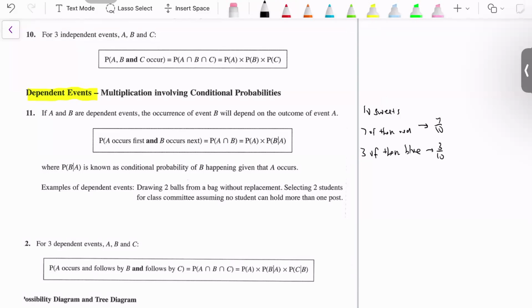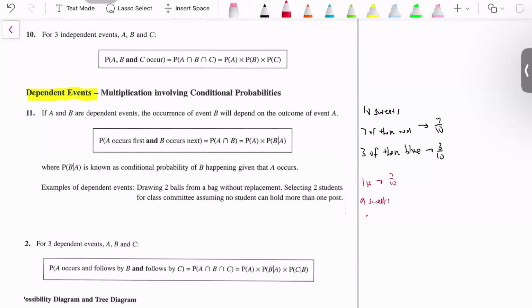Okay, so let's say we have this event where you take out 2 sweets, and every time, the first one you take out, you eat it. So for example, let's say you want to find out the probability of us getting 2 red sweets. The first time when we take the red sweet out, it will be a probability of 7 out of 10. But after you take the red sweet out, you are left with 9 sweets.